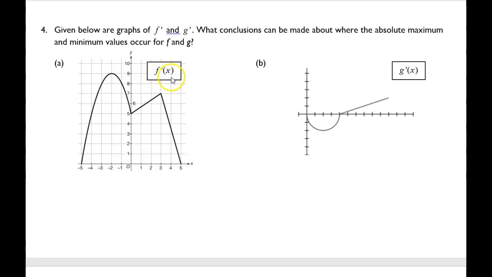So here we have f prime of x. And so we're starting here at -5, and we have this shape here. One thing I want you to notice is that f prime of x is greater than 0. It's always greater than 0 here. If I follow this graph, it's always positive. That means f is always increasing.